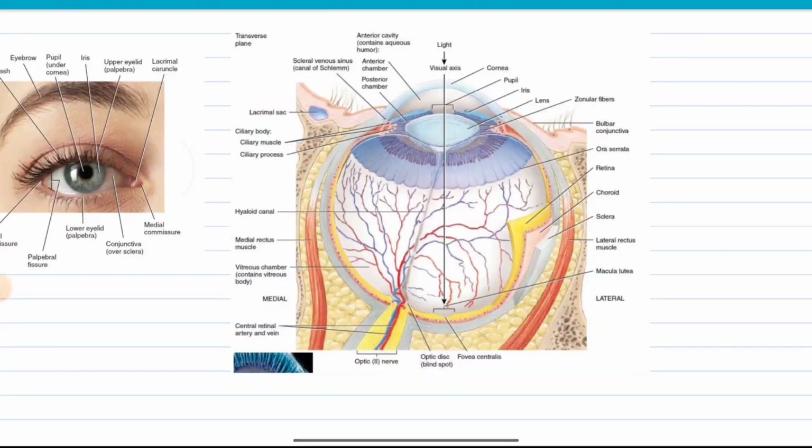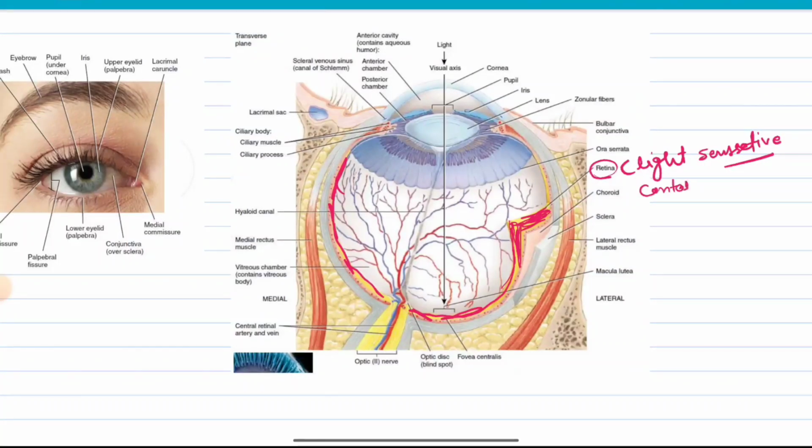Then the retina. This part of the eye is known as the retina. The retina is a light-sensitive layer at the back of the eye, and it contains many nerve cells, that is, rod and cone cells, which are a kind of nerve cell. There are three types of cells, as we are all aware.